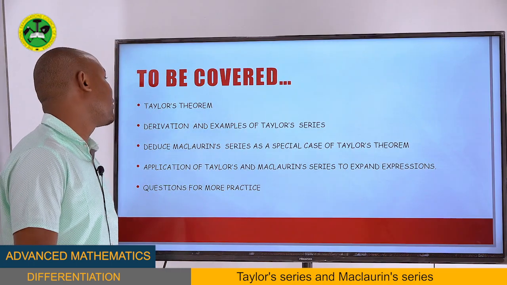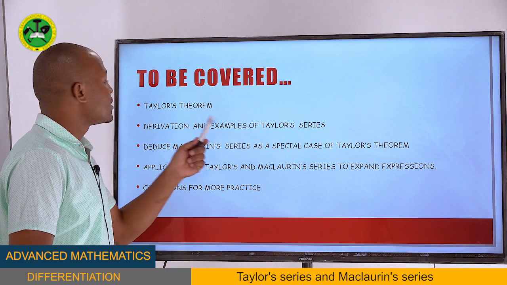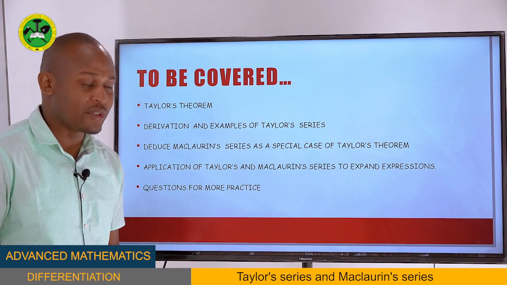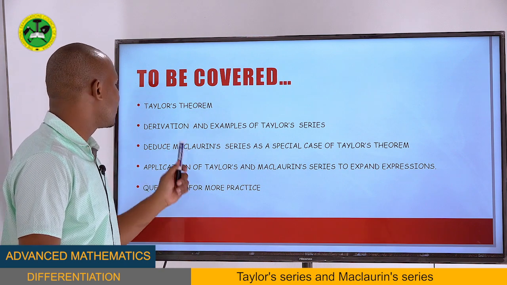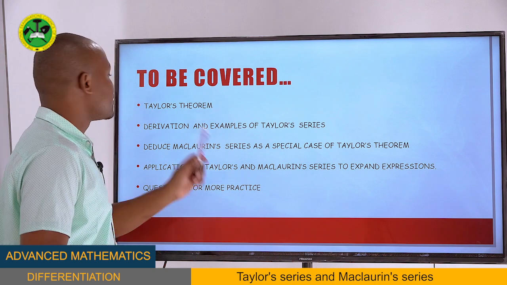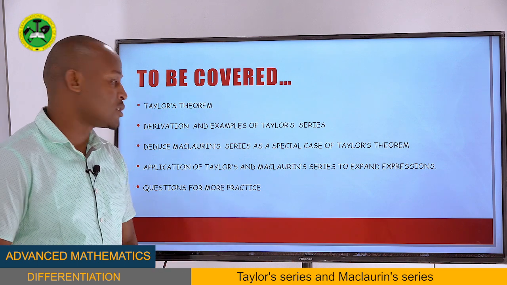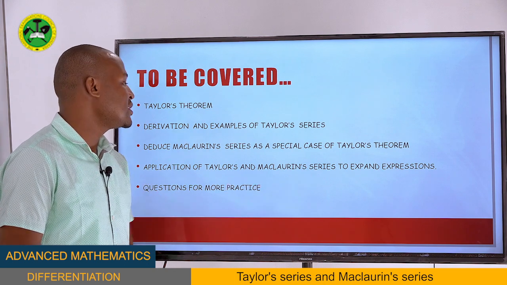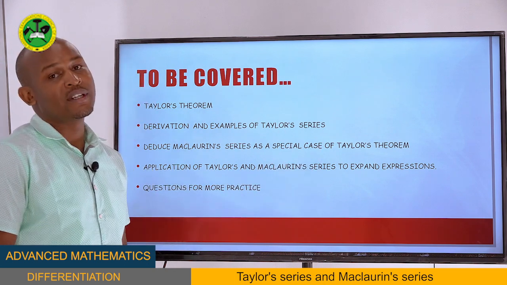Now we shall cover the following. First of all, we shall see what Taylor's theorem is, and we shall define some terms there if there are terms to define. And then after that we shall find the derivation and examples of Taylor's series, or Taylor's theorem, or Taylor's expansion, as other books write. And then after that we shall deduce the Maclaurin series as a special case of Taylor's theorem.